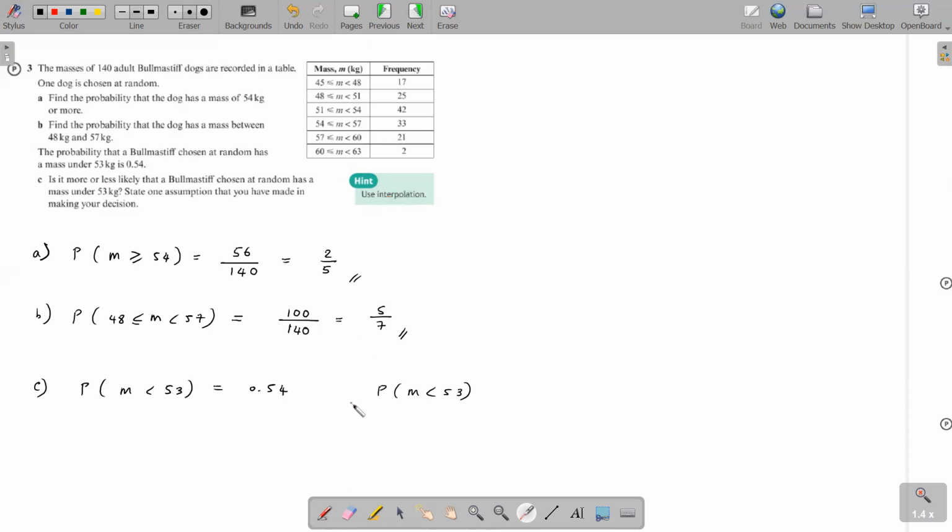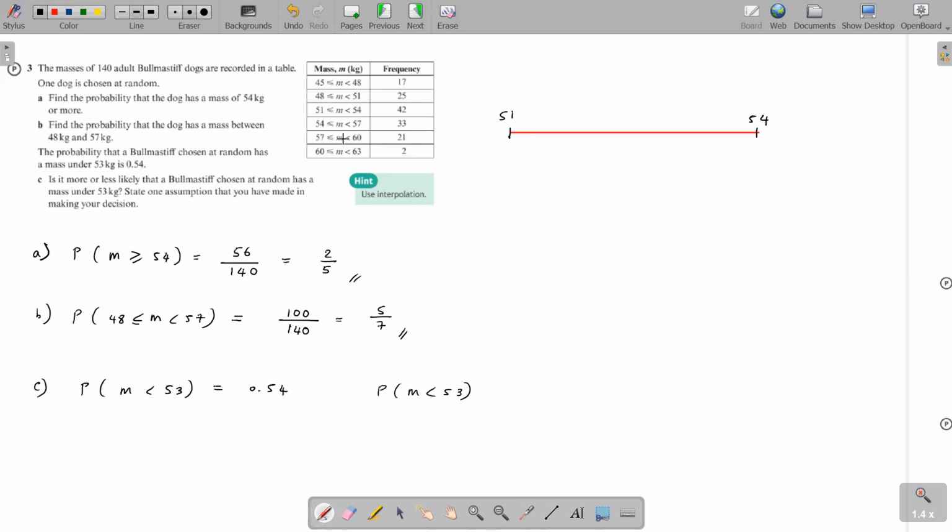So basically what I need to do is find, I mean, we know at this point, let me show. So we know at this point, between 51 to 54, right? So mass is between 51 to 54.